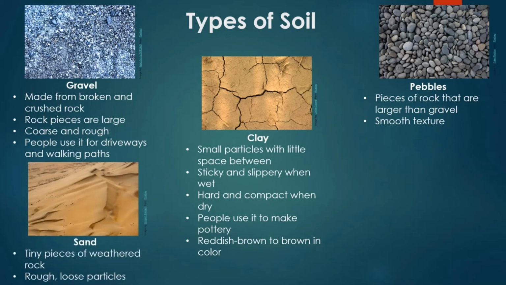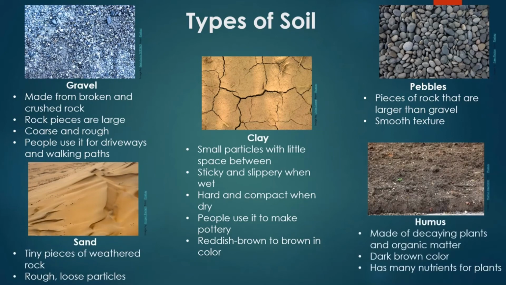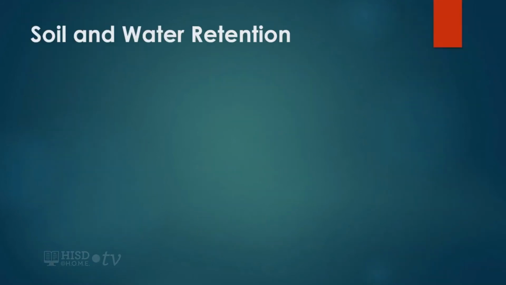Sand is very tiny pieces of weathered rock that has rough and loose particles. And our humus is made of decaying plants and organic matter, so kind of dead plants and different things like that. It's dark in color and it has many nutrients for plants.